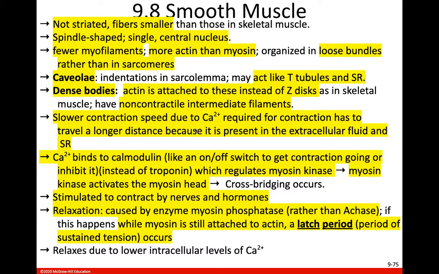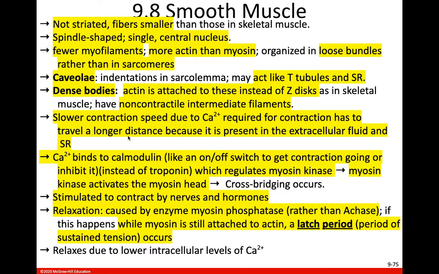So again, the contraction is slower because calcium has to come from outside the cell to inside. And once the calcium gets inside, it's going to bind to calmodulin. Calmodulin will activate myosin kinase. Myosin kinase will then activate the myosin head. The myosin head will then bind to the actin, and the actin will slide past the myosin, and the muscle cell will shorten. So again, we don't have sliding of thin past thick in the sarcomere. We have sliding of thin past thick just in the cell. We'll look at a picture in just a minute, and we'll see how this is all put together.